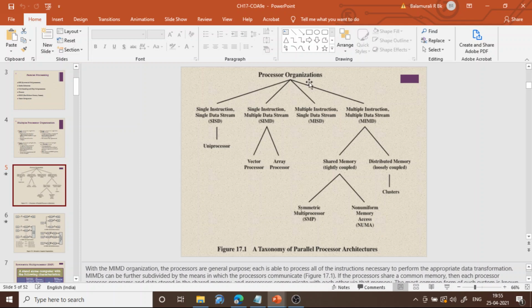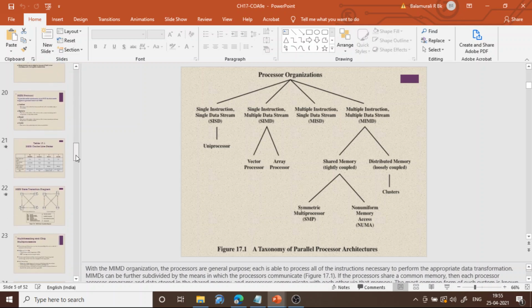So if you recall this diagram here, the processor organization is Flynn's taxonomy: SISD, SIMD, MISD, and MIMD. Under MIMD, we have two categories: shared memory and distributed memory. Under shared memory, the commonly used is SMP, symmetric multiprocessor, which we have discussed already. The one which comes under distributed memory or loosely coupled system is clusters. So that's what we are going to discuss in this lecture.